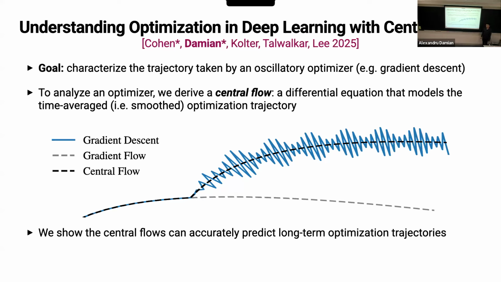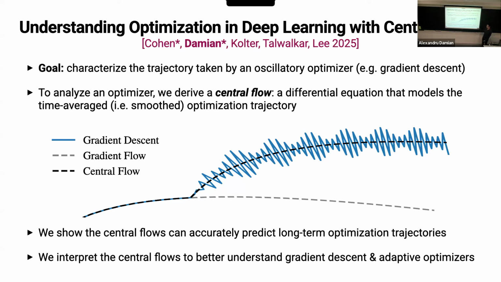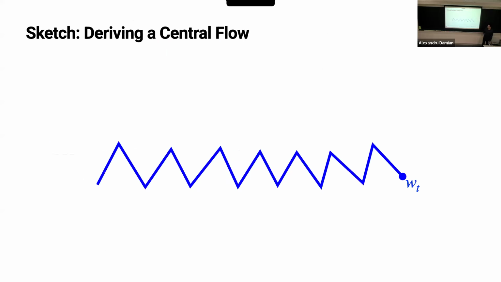We discretize this flow, we solve the ODE, and then we show that it's actually matching the trajectory of gradient descent in weight space and in all derived metrics. And finally, once we have these nice formulas for the central flows, we can interpret these flows to better understand and gain some intuition for optimizers like gradient descent and Adam. So this is the game plan. And I want to start by just deriving our first central flow for gradient descent.